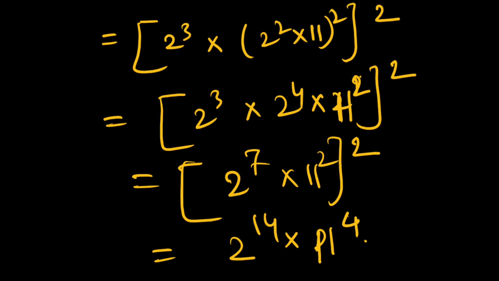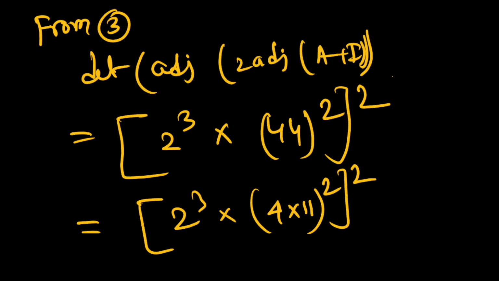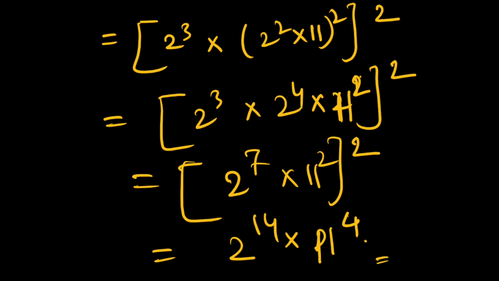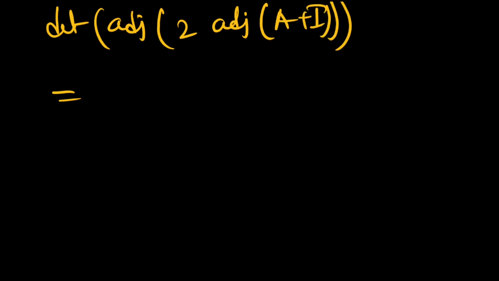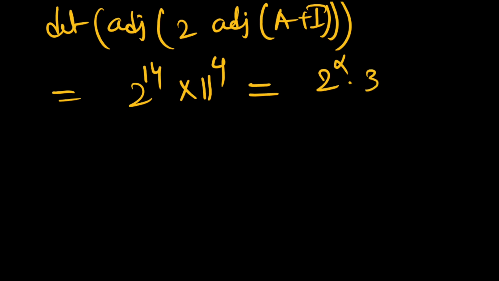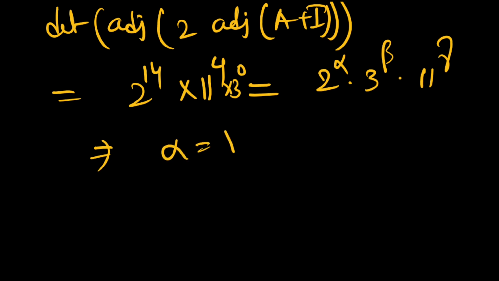So now we got this expression is equal to the value 2 power 14 into 11 power 4. So determinant of adjoint of 2 adjoint of A plus I is equal to 2 power 14 multiplied by 11 power 4, and the question says it is equal to 2 power alpha, 3 power beta, 11 power gamma. Now we compare this. 3 is not here, so that means 3 power 0. This implies alpha is equal to 14, beta is equal to 0 and gamma is equal to 4.